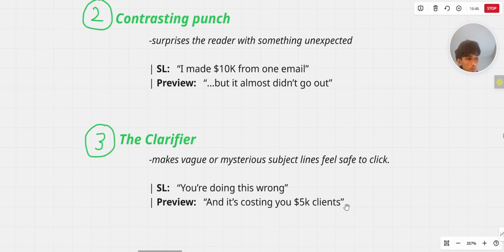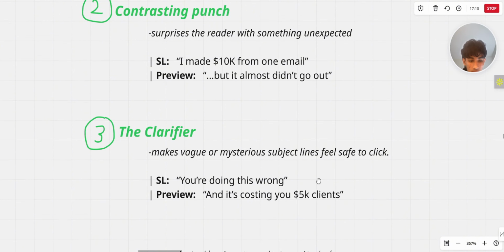A lot of the time, people have seen these clickbait type of subject lines so many times that they don't click on them anymore. They view them as scammy. So if you add more context in your preview text with this kind of clarifier, then it can feel safer, it can feel less scammy, meaning people are more likely to click on it.